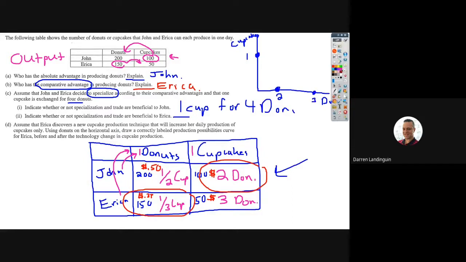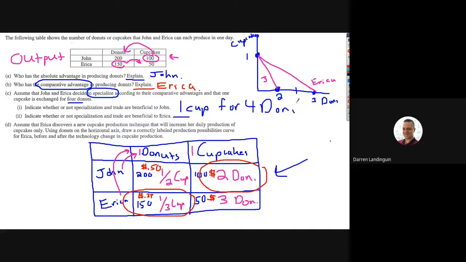Right? And so then what I do is I just connect the dots. That's John, and that's Erica. Now going back to yesterday's lesson, when we look at this, the trick is the terms of trade should fall where on this per unit PPF? Between 2, in between. That's right, between 2 and 3.